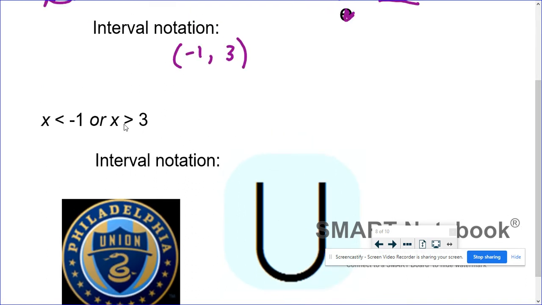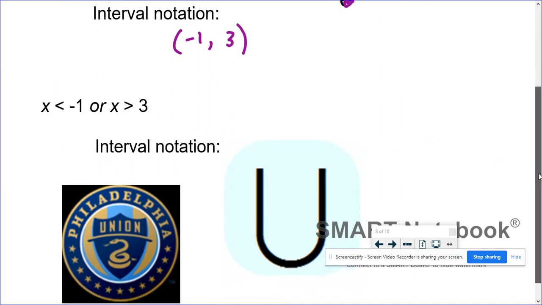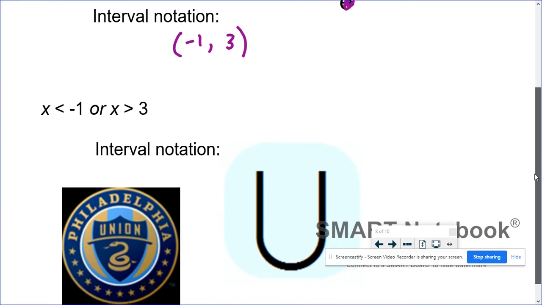The other word is "or." So this is saying all the x values less than -1 or all the x values greater than 3. Okay. So the interval notation for that, actually it might make sense to just look at this on a graph. On a number line, I should say.